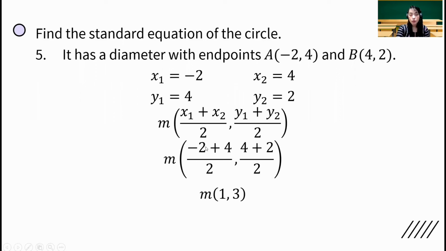So negative 2 plus 4 is 2 divided by 2. We have 1 as the x coordinate. 4 plus 2 is 6 divided by 2. That is 3. So the midpoint of these points is 1, 3. We can say also that the center of the circle is at point 1, 3.